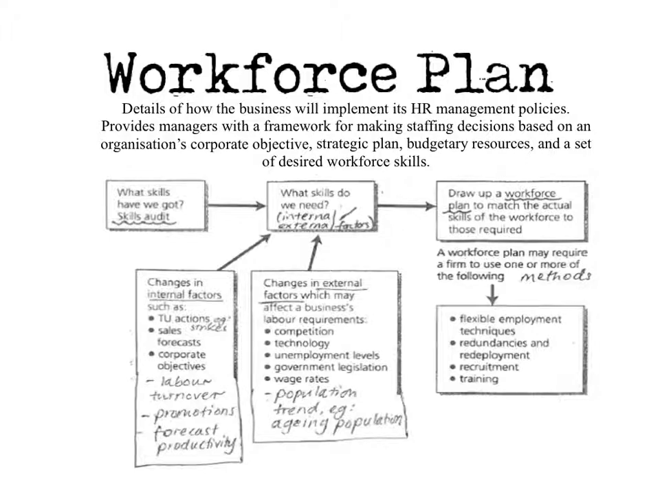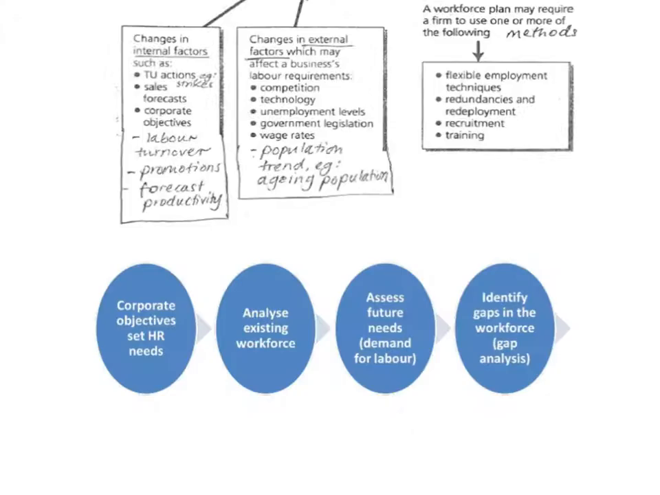Maybe the corporate objective is to expand overseas or just to expand in general, and therefore recruitment is the key objective for the human resource management team. Perhaps again, if we're thinking about new production processes, training could be absolutely crucial. So how it's set out is the corporate objective will set the HR needs. And as we've mentioned before, the HR objectives should be in line with the corporate objectives. They'll analyse the existing workforce, they'll assess future needs, usually related to the demand for labour. They'll identify gaps in the workforce, giving them a gap analysis, and then they will obviously put it into action.